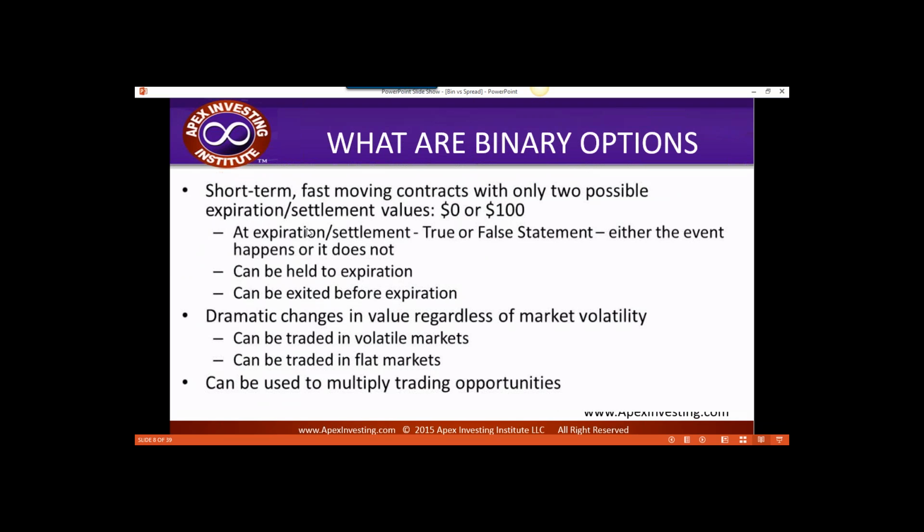Now, one of the big benefits of binaries, and we're going to talk about this tonight, is they're short-term, fast-moving contracts with only two possible outcomes at expiration or settlement. The value of the contract is either worth 0 or 100 at expiration. Okay, it's a binary. It's yes or no, 0 or 1, true or false. The statement either did or did not happen. Okay, and just in a nutshell, what does that mean?